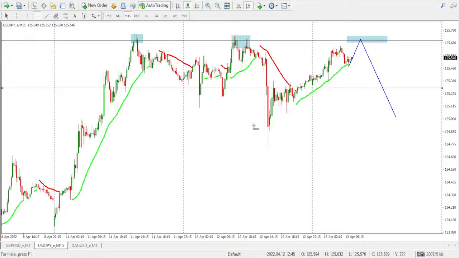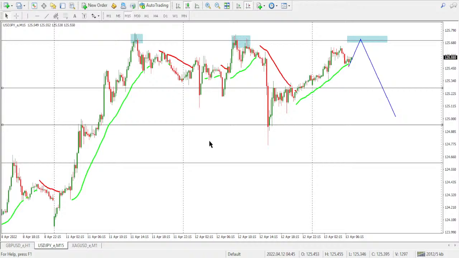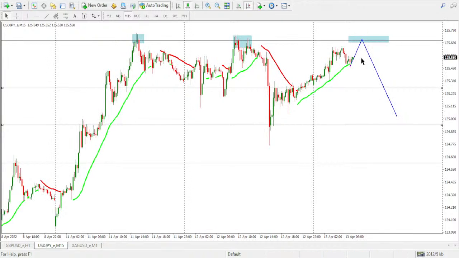The next level is this one here, and then the next one is that one. So we have a very good resistance and a good place to look for a sell from, like this, at least up to this level. If the price breaks below it, then the next target is this one. If the price goes below this level, then the next target is the one we have at the bottom.